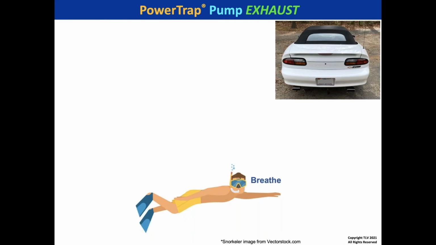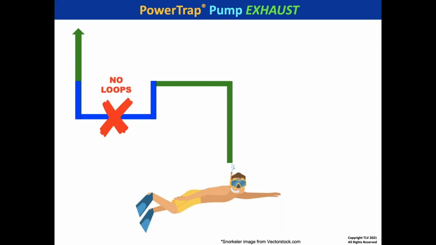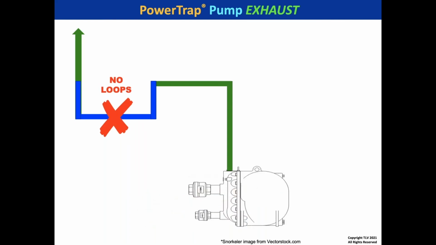So there's the car. We wouldn't put a rag in the exhaust because that would stop it from discharging. And the same way, let's take a look at our snorkeler. If our snorkeler would have to breathe out through a loop, well, that loop could collect water. That would be really hard for that snorkeler to exhale the air. We want him to be able to exhale the air quickly. So no loops, please. And it's not only the same for the snorkeler, but it's the same for a power trap. No loops, please.